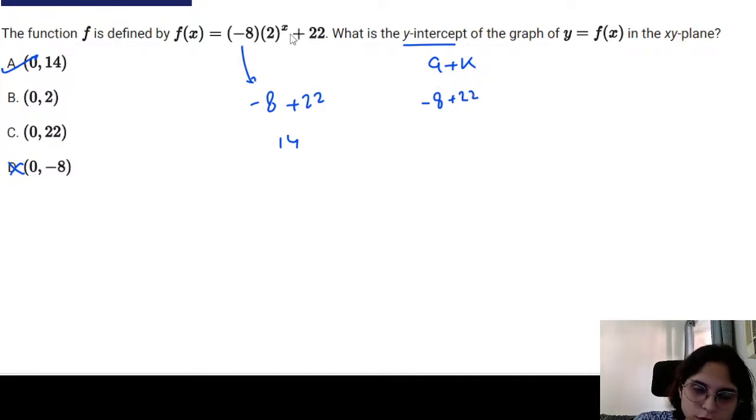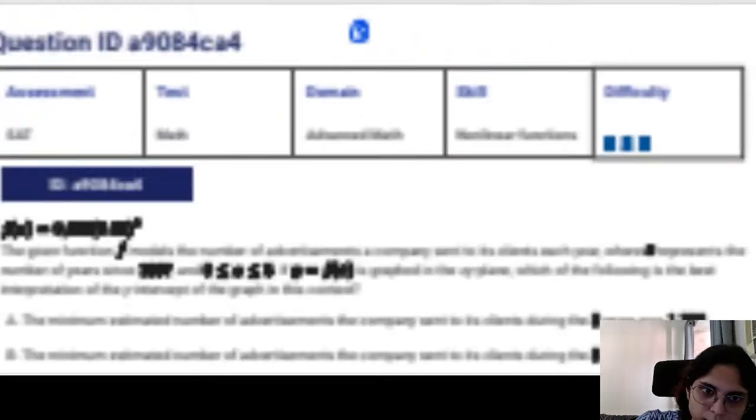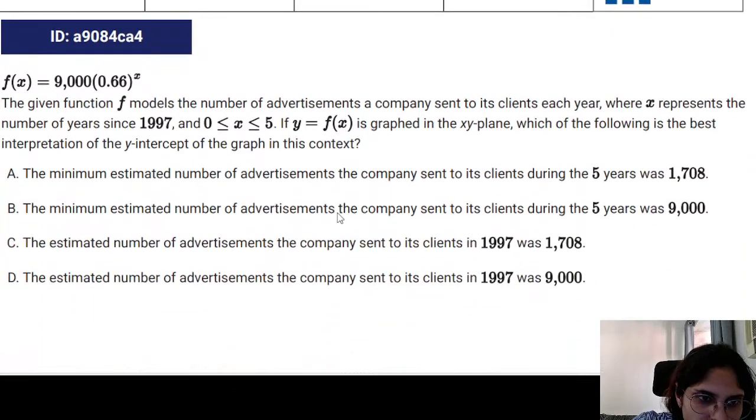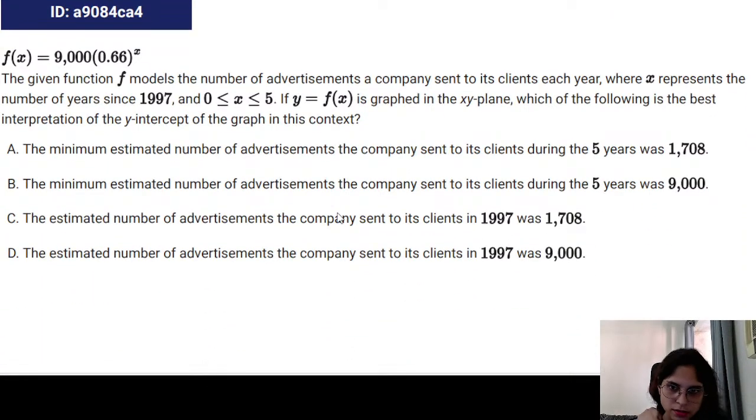Best thing, you can also just go to Desmos and type it in. Next is question number 5. The equation is given: 9000 times 0.6 to the power x. Which of the following is the best interpretation of the y-intercept? So over here the y-intercept is 9000 and x represents the number of years since 1997. So 9000 in 1997.